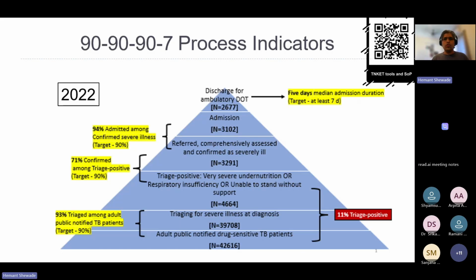So if I ask you, against 19 process indicators, which were the two components against which the state did not meet the targets, it is the second 90 and the 7. That is, the state was only able to refer, comprehensively assess, and confirm severe illness among 70% of triage positive, and the median admission duration was 5 days against a 7 day target. So this is the point to note.